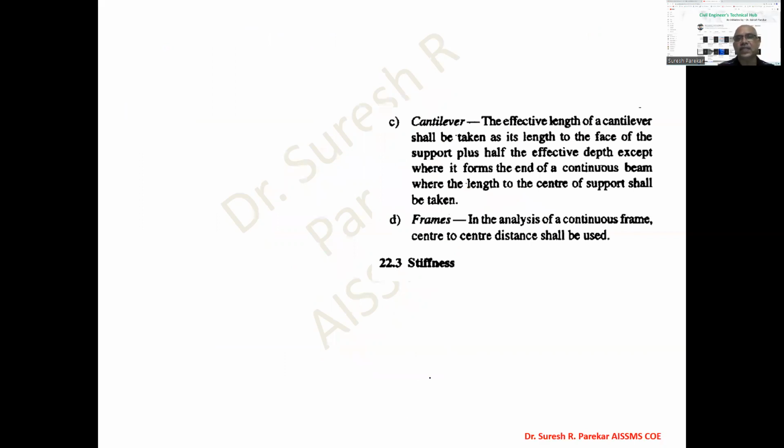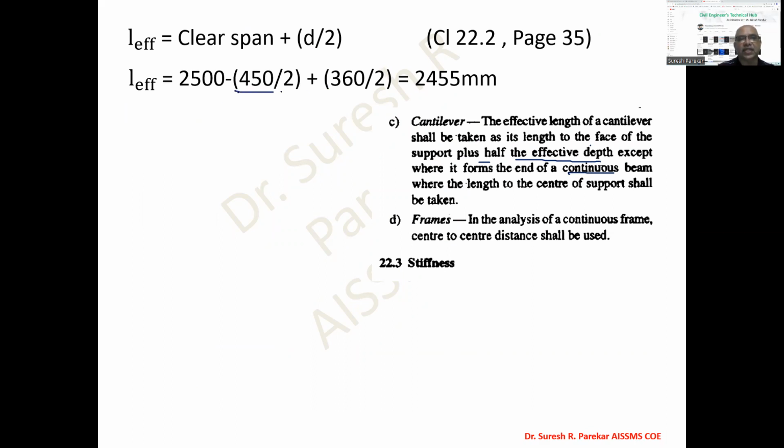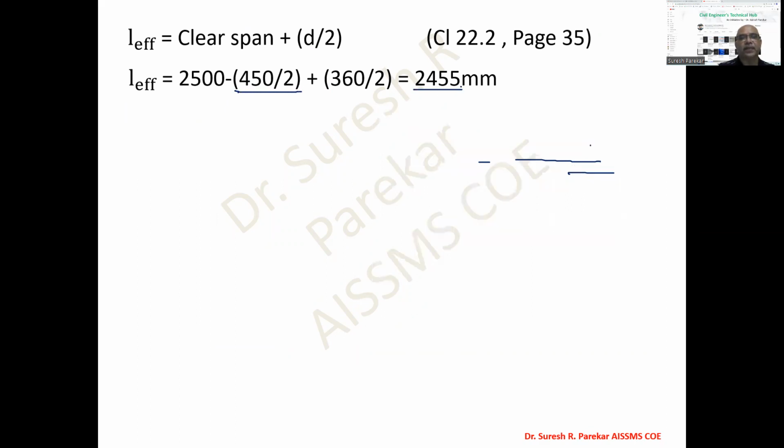Now we have this clause for cantilever: the effective length of a cantilever shall be taken as its length to the face of the support plus half the effective depth. Except for the continuous beam case, which is not given here, we take half the effective depth from the face of the support. So we have clear span plus D by 2 as per this clause. Now we have to subtract half the support because it is given till the center of the support, and then we get L effective as 2455 millimeter.